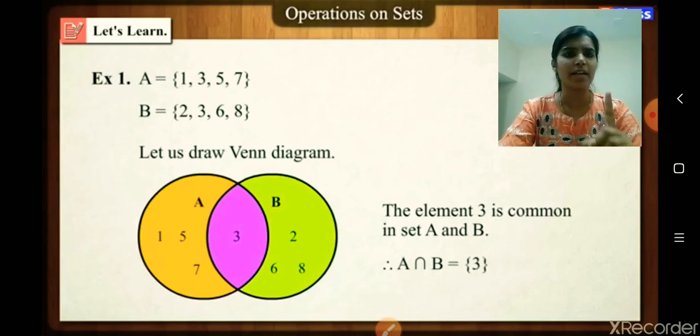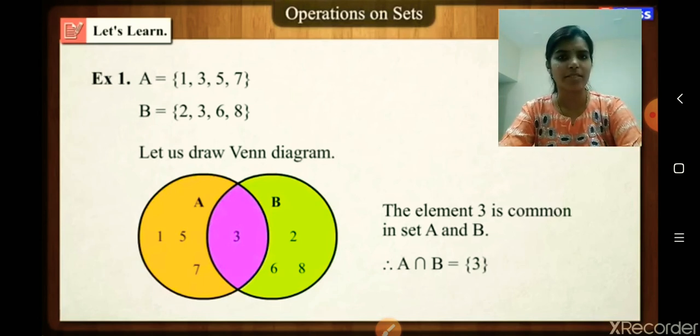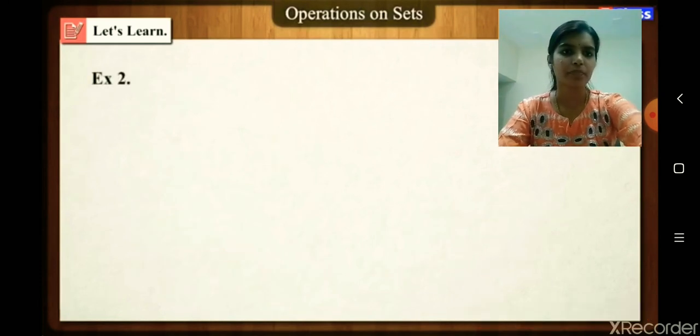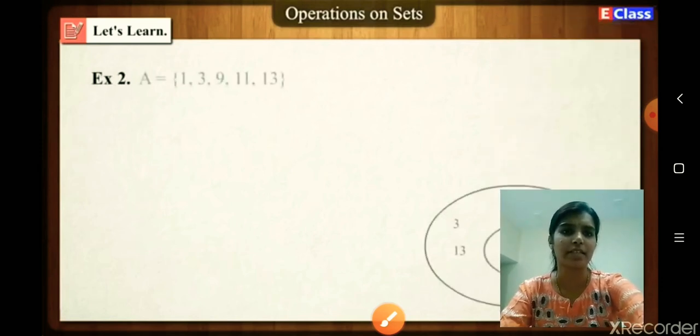Here only one element is common, so that's why we are writing a single element. If a number of elements are common, we include those numbers here also, and if no element is common, then we write the empty set. Then we will see the next example.